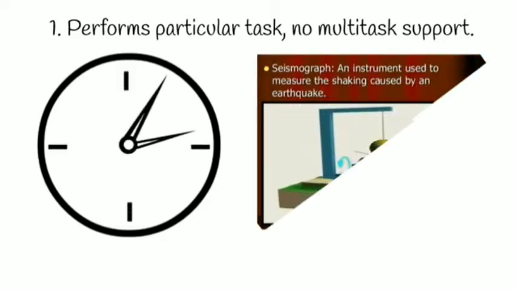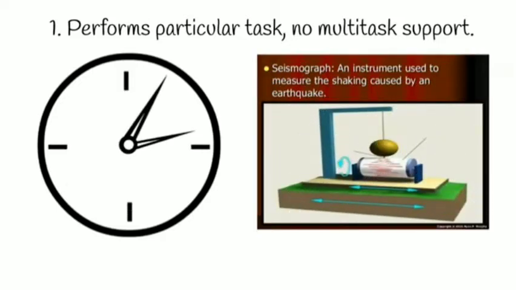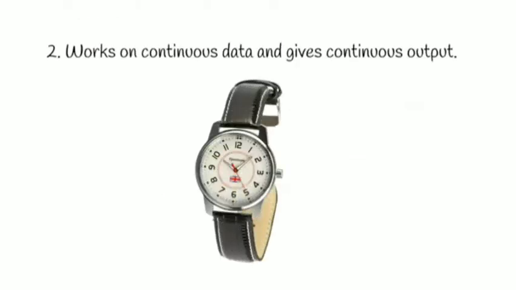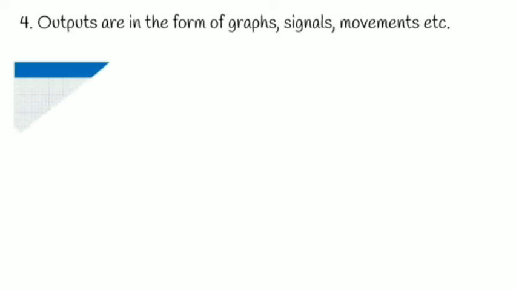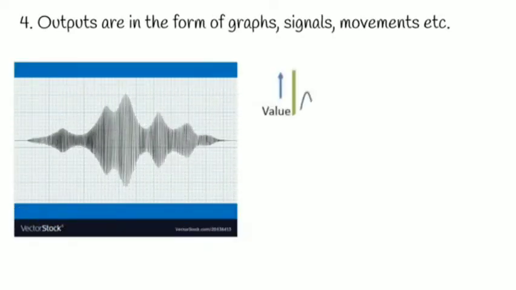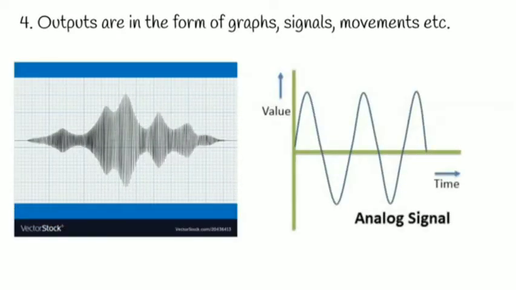Analog computers perform particular tasks. No multitasking is supported. Watches show us time. Richter scale is used to measure intensity of earthquake, etc. Works on continuous data and gives continuous output. Watch continuously gives output as time. Analog computers work on real time and have no storage capacity. Outputs from analog computers are in the form of graphs, signals, movements, etc.